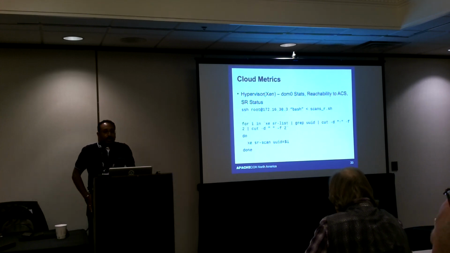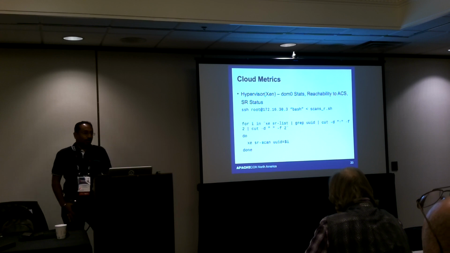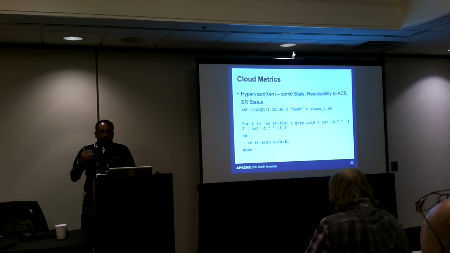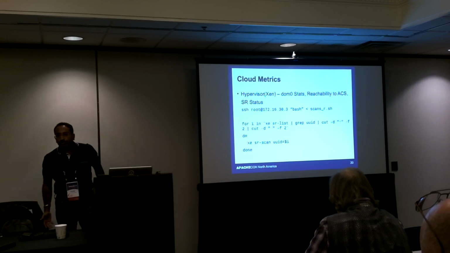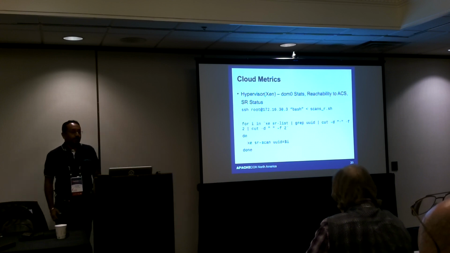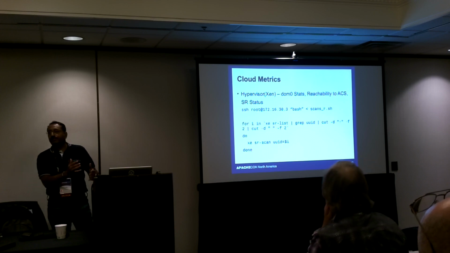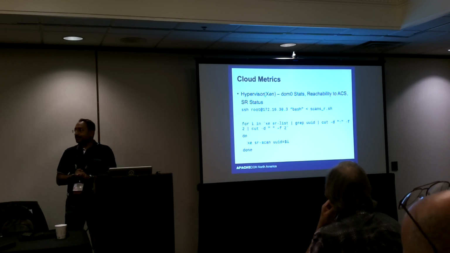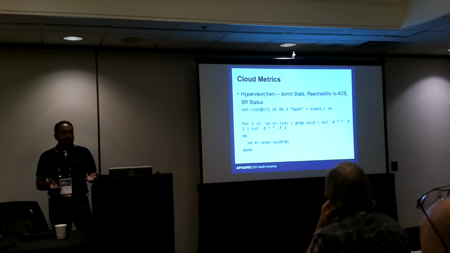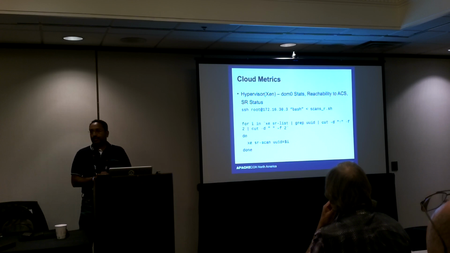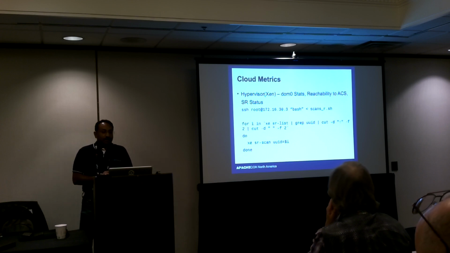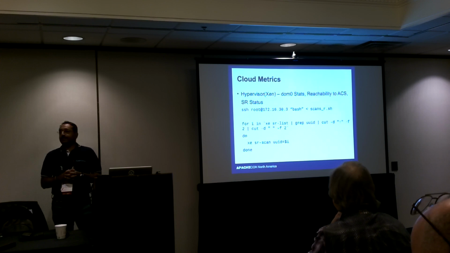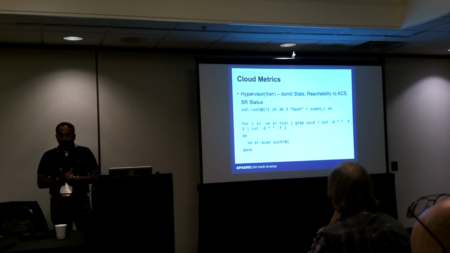Okay. Now, from a cloud metrics perspective, we primarily do XenServer only. So most of my examples here would be about XenServer. So traditional Dom0 stats are something which we need to monitor and store and calculate. Then again, XenServer's reachability to ACS is something which we would want to do.